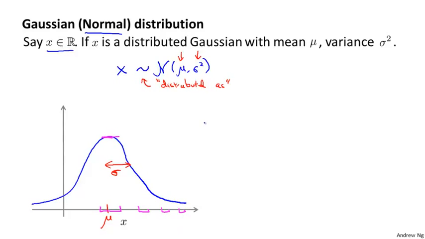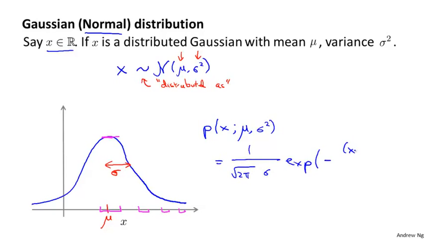Finally, just for completeness, let me write out the formula for the Gaussian distribution. So the probability of x, I'm going to write this as p of x semicolon mu comma sigma squared. And so this denotes that the probability of x is parameterized by the two parameters mu and sigma squared. And the formula for the Gaussian density is 1 over root 2 pi sigma times e to the negative (x minus mu) squared over 2 sigma squared. There's no need to memorize this formula. This is just the formula for the bell-shaped curve over here on the left. There's no need to memorize it, and if you ever need to use this, you can always look it up.